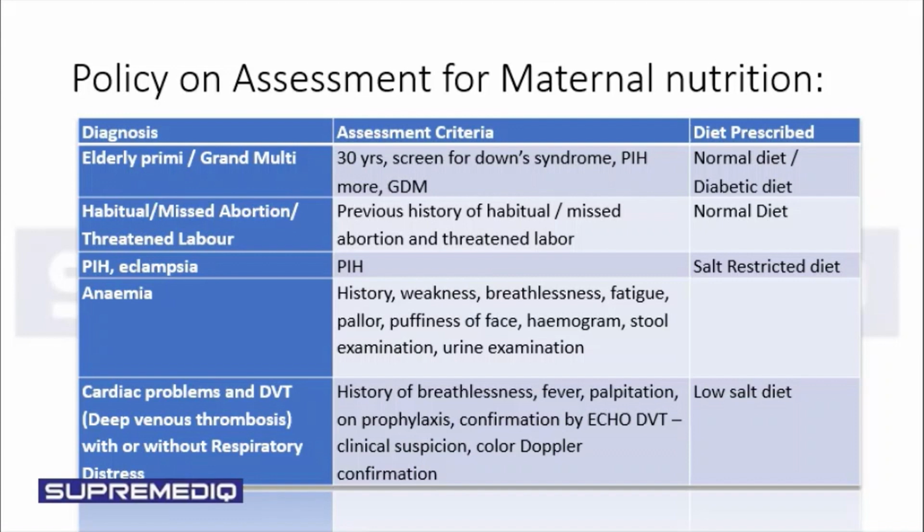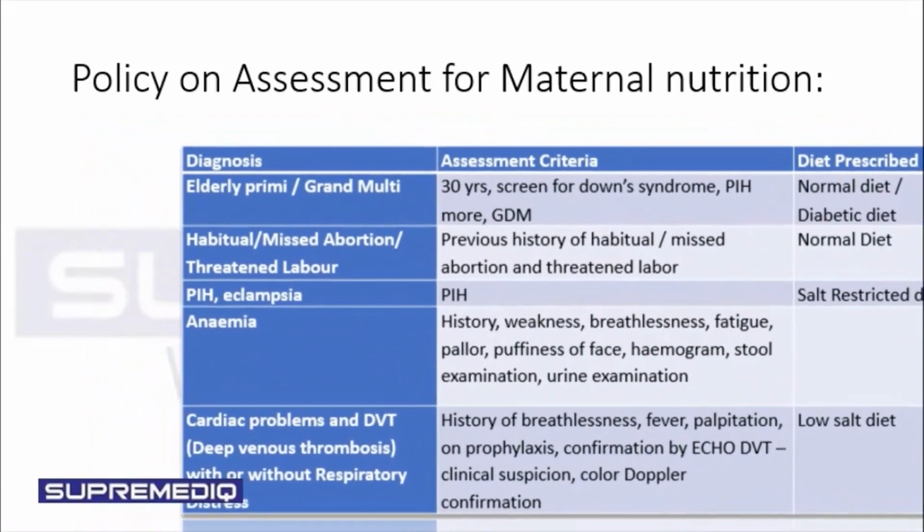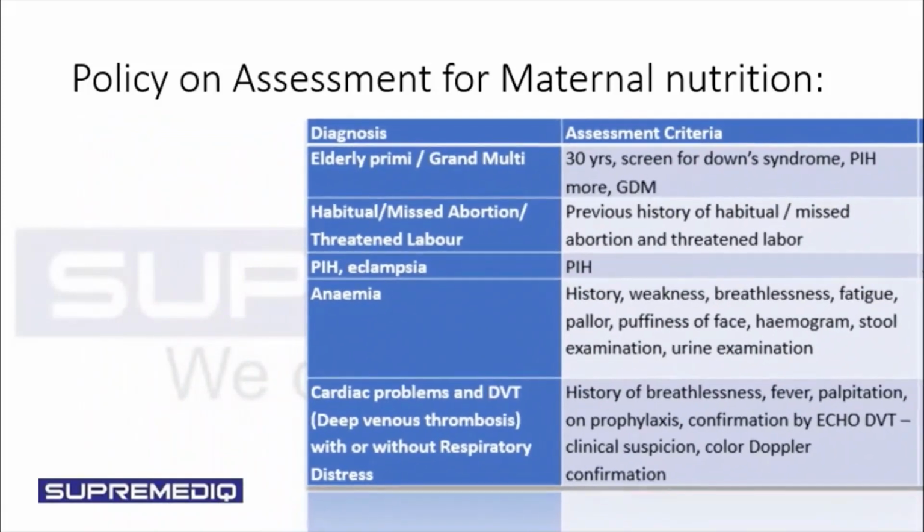Anemia: history, weakness, breathlessness, fatigue, pallor, puffiness of face, hemogram, stool examination, urine examination. Pregnant lady with cardiac problems and DVT, deep venous thrombosis, with or without respiratory distress, with history of breathlessness, fever, palpitation, on prophylaxis, confirmation by echo, DVT diagnosed by clinical suspicion, color Doppler confirmation. A low salt diet is recommended for such patients.